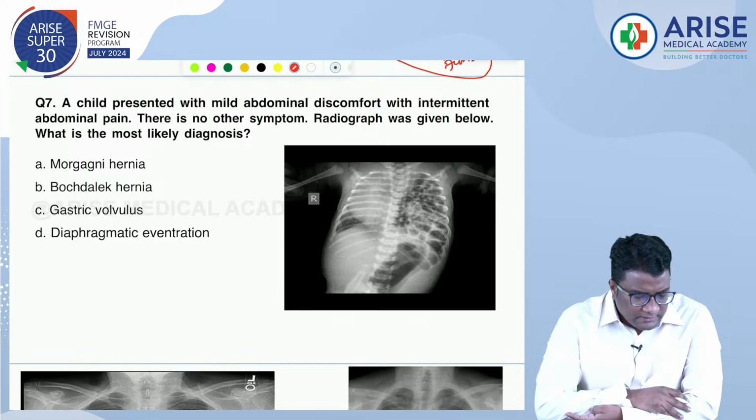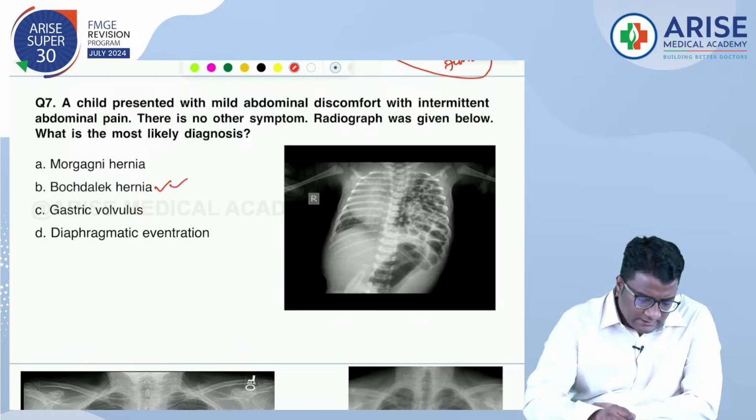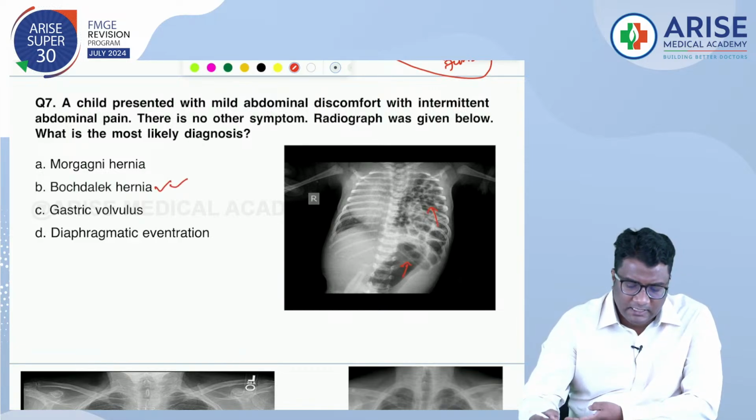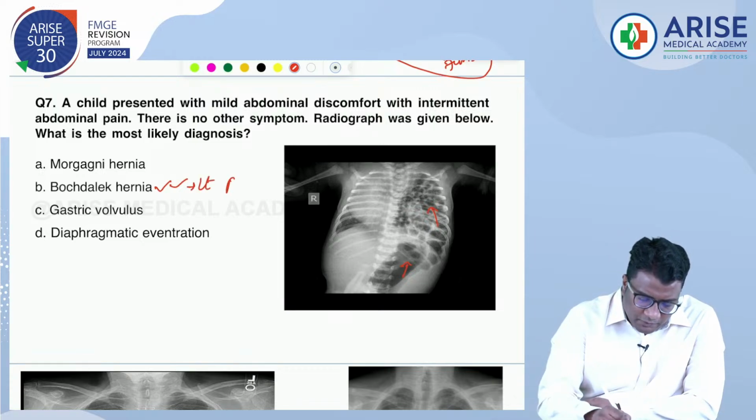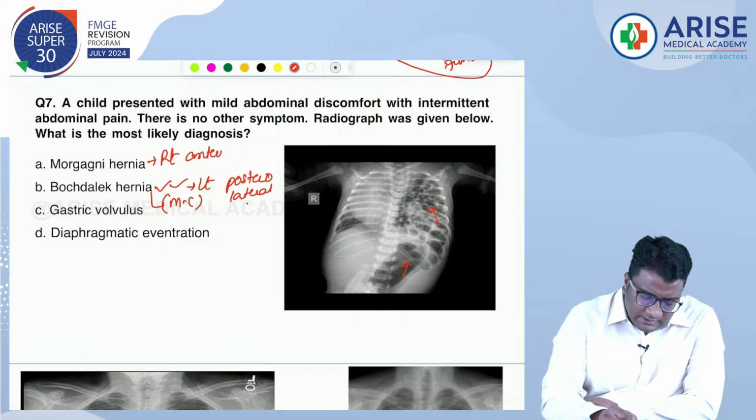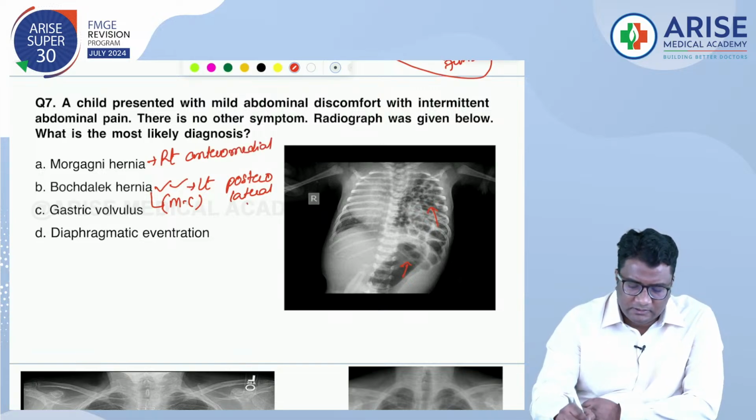So what do you think this is? Okay, I'm getting most of them answering it correctly. This is a Bochdalek hernia. You're seeing the bowel loops of the abdomen herniating into the left hemithorax. It is left posterolateral. This is the most common type of congenital diaphragmatic hernia. If it was on the right anteromedial aspect, that would be Morgagni, but this is on the left hemithorax.